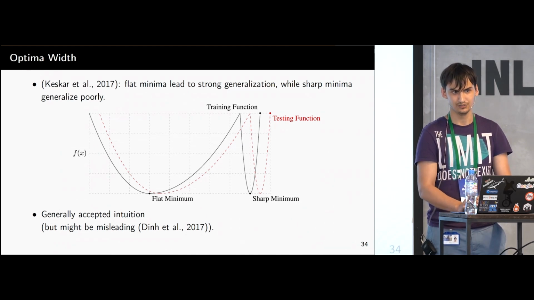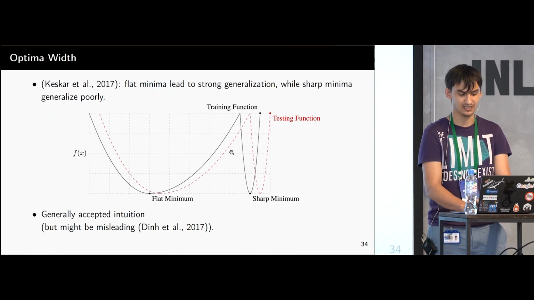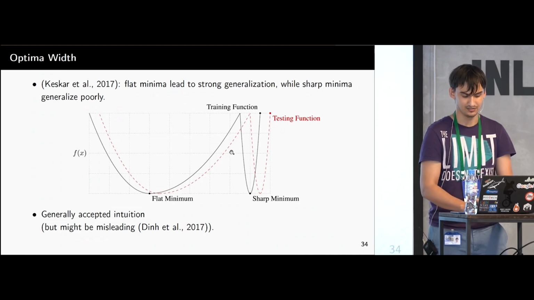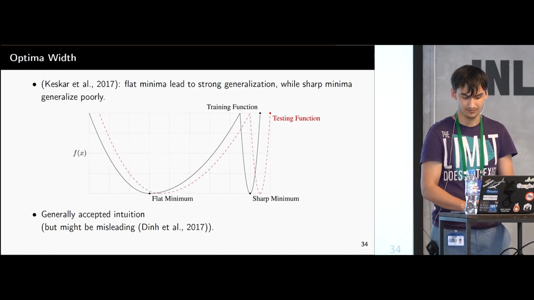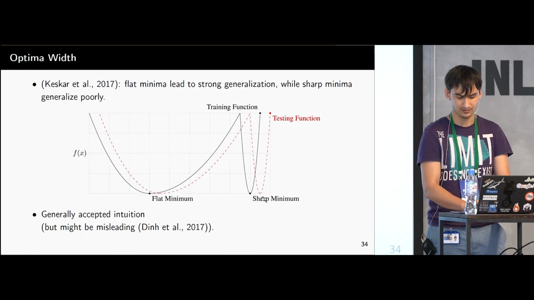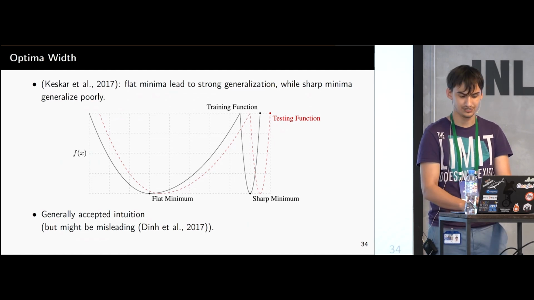And your testing function should behave similarly to your training function, but it can be shifted a bit because the data is different. So when you shift this curve near a flat optimum, the point still coincides with a low testing loss. But when you shift a sharp minimum, this optimum can correspond to a very bad value. And so it is generally accepted intuition that flat optima have much less generalization gap than sharp optima.